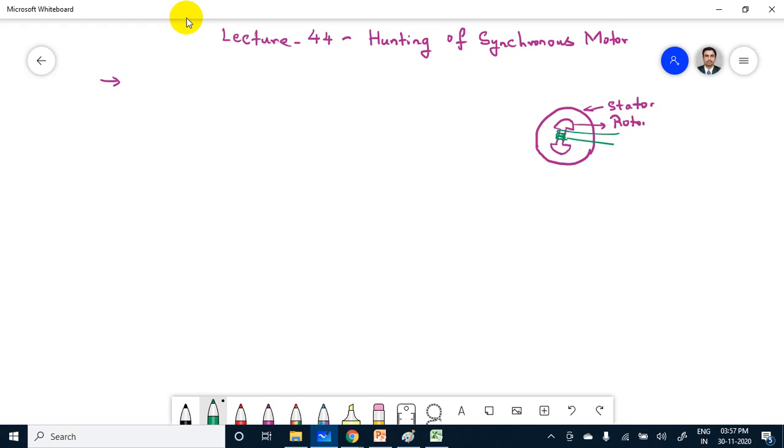In this winding only you are going to give DC excitation. And where are we going to give the AC supply? The AC supply is a three-phase AC supply which we are giving in the armature. Three-phase AC supply, and the stator means armature.